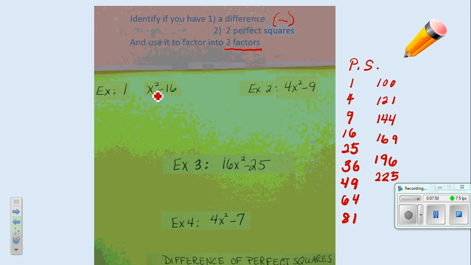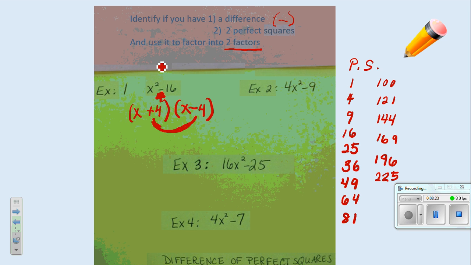Okay, so the first thing we're going to look at is we have an x squared. What times what gives me x squared? Well, you got it, an x, and another x. All right, what times what gives me 16? Well, the perfect square root of 16 is 4 and 4. But these need to be opposite in sign. The reason they need to be opposite in sign is because we need to get a negative 16. In order to get a negative 16, we need negative 4 times positive 4.